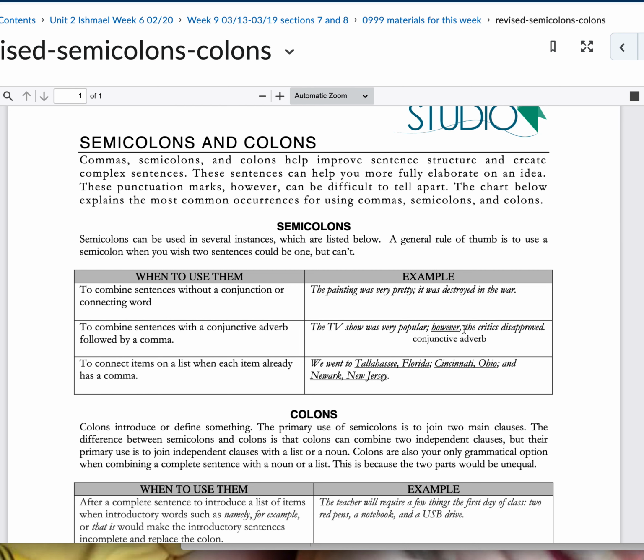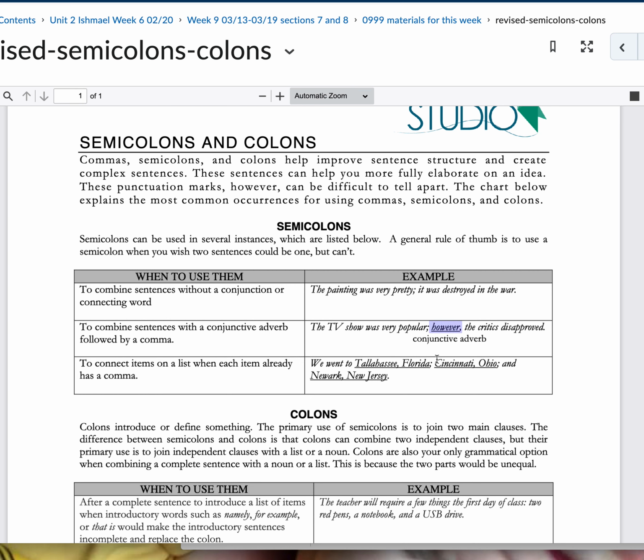Also, I noticed in the essays, no matter what class I teach, almost every essay, a lot of people think that whenever you put however, you surround it by commas. Now, that is the case when things on both sides of the however are not a complete sentence. But in this case, the TV show was very popular is a complete sentence, and the critics disapproved is a complete sentence. So in this case, however is acting as a conjunctive adverb.